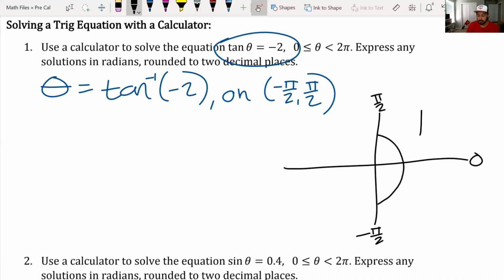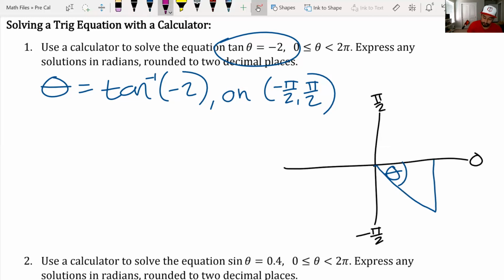Remember, the inverse tangent lives in quadrant 1 and quadrant 4. In quadrant 1, the inverse tangent is positive. In quadrant 4, the inverse tangent is negative. So the inverse tangent of -2 places our angle below 0. So this places our angle of theta below 0, which means it is below 0 to 2 pi.